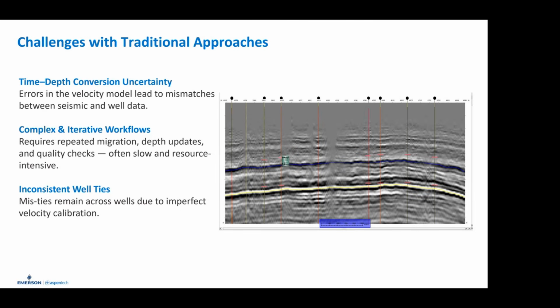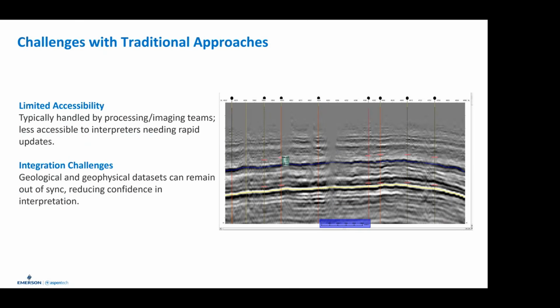We also deal with complex and interactive workflows, so it requires repeated migrations, depth updates, and quality checks, often slow and resource intensive. The well mis-tie, the one I was referring to, remains of course due to imperfect velocity calibrations. Even when we do a few iterations, you can still see some well mis-ties.